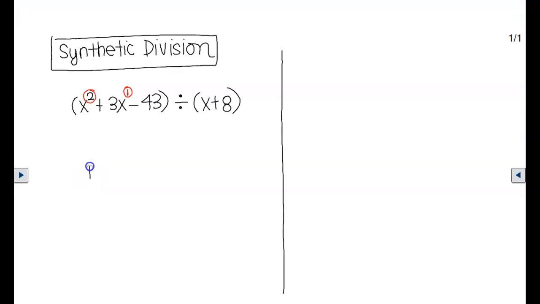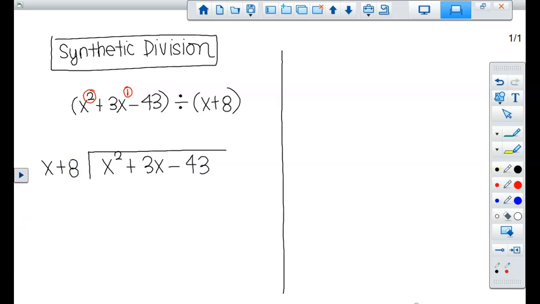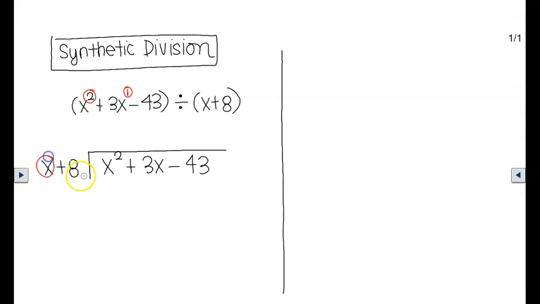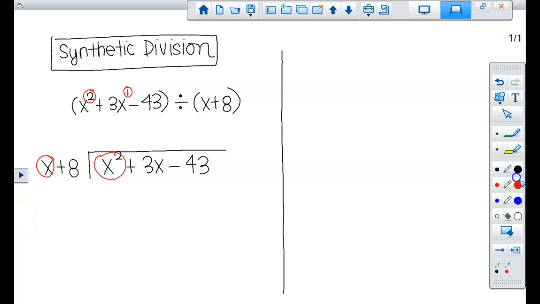So let's start by writing it as a long division. So we've got x to the second plus 3x minus 43. And then we're dividing that by x plus 8. Now, recall how this goes. When we use long division, the first question we ask is how many times will x go into x squared?